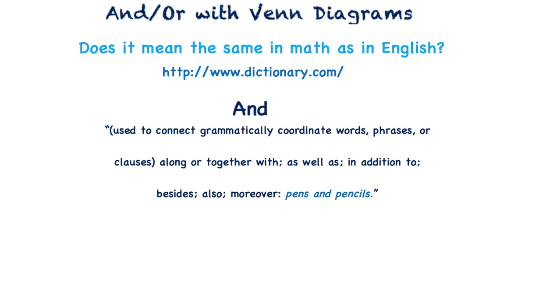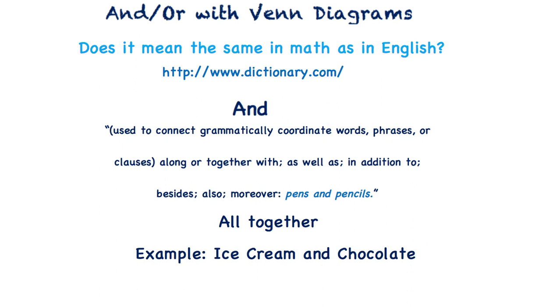Used to connect grammatically correlated words, phrases, or clauses, along or together with, as well as, in addition to, besides, also, moreover. An example would be pens and pencils. In other words, all together. An example is, I would like to eat all the ice cream and chocolate in the house. I'm saying I want to eat everything that has chocolate and ice cream, even if they are combined.